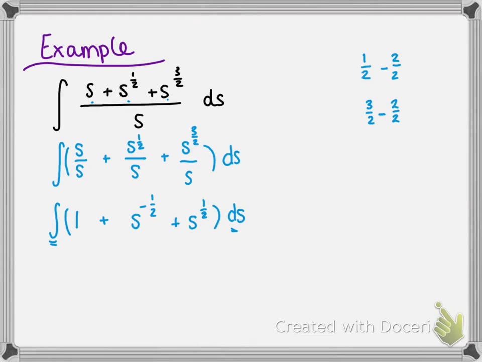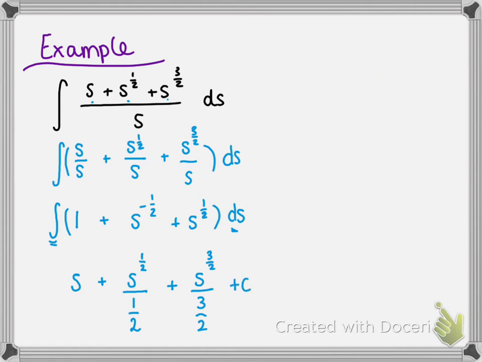So if I integrate a constant, I'm going to end up with the variable. So it's going to be 1 times s, so 1s, plus, then I'm going to have negative a half plus 1, which is positive a half, and then we're dividing by a half, plus a half plus 1 is 3 over 2 divided by 3 over 2 plus c.